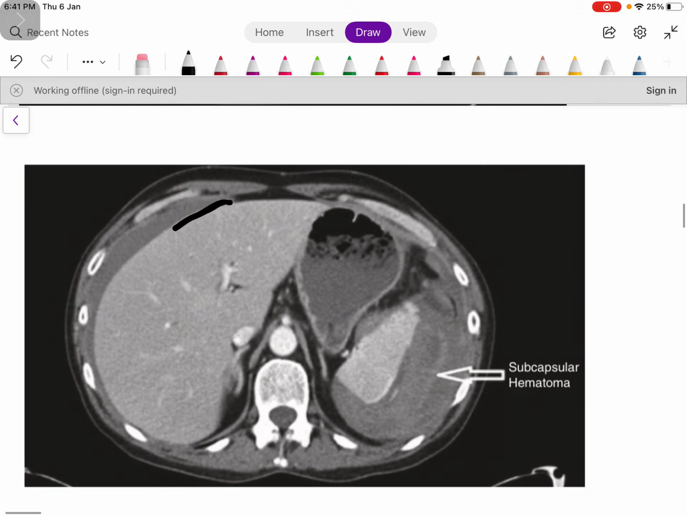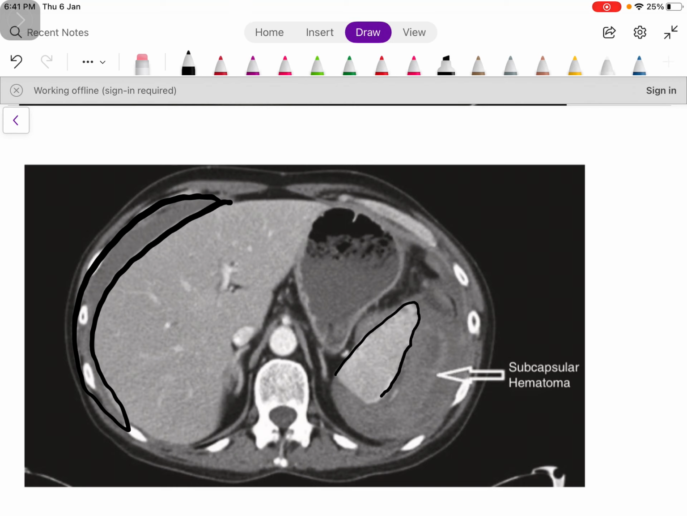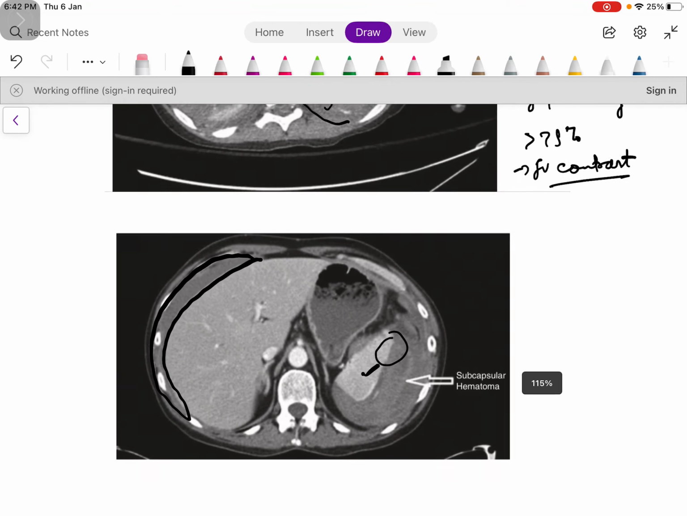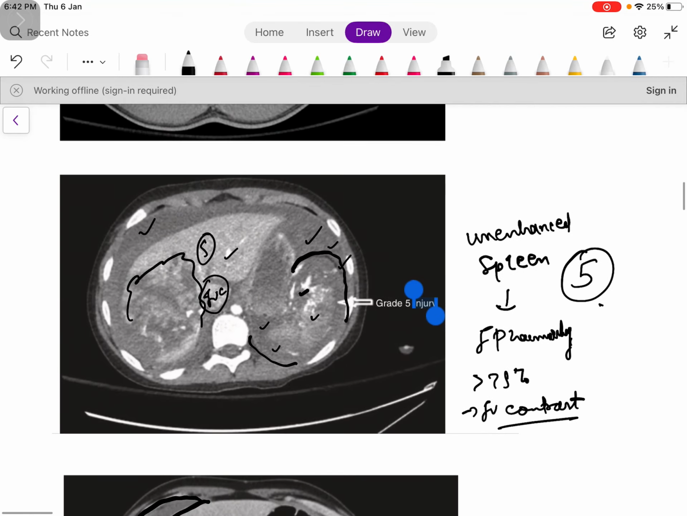What you can see here is a collection around the liver, which is blood, and this is the spleen, but you can see there is an indentation. This indentation is because of the subcapsular hematoma. This is the spleen, and there is a collection of blood, and it is subcapsular. And how do you find the subcapsular hematoma? By this indentation. The hematoma is pressing over the spleen parenchyma, and because of this the indentation occurs. So a subcapsular hematoma looks like this.